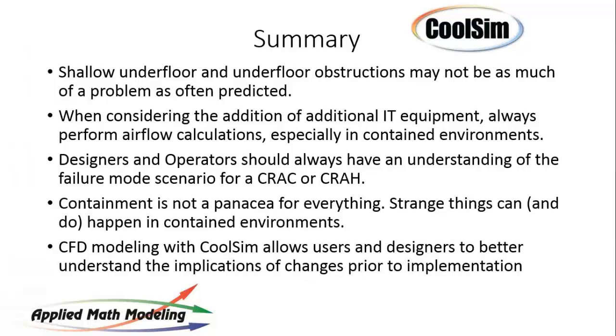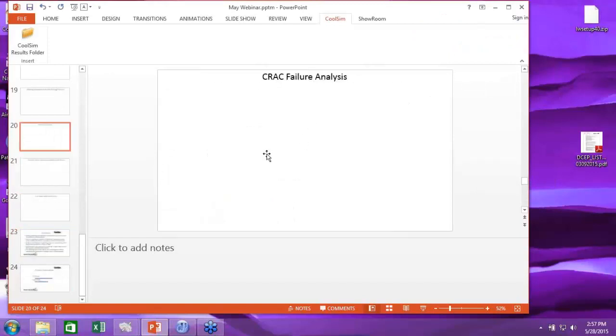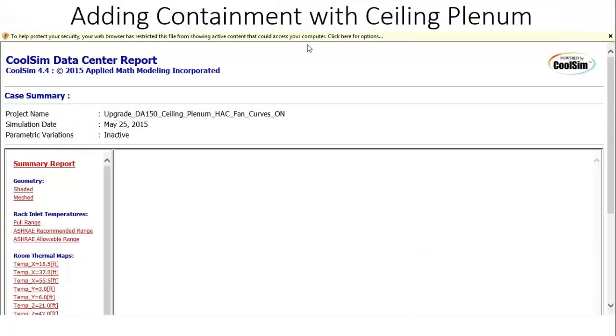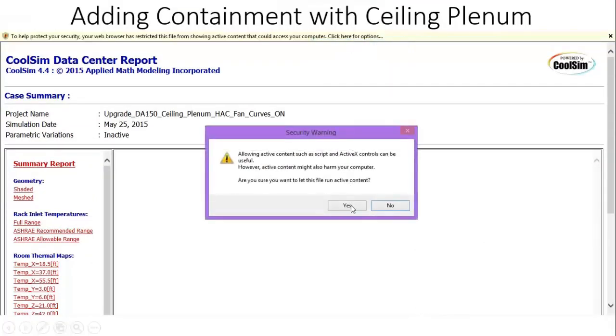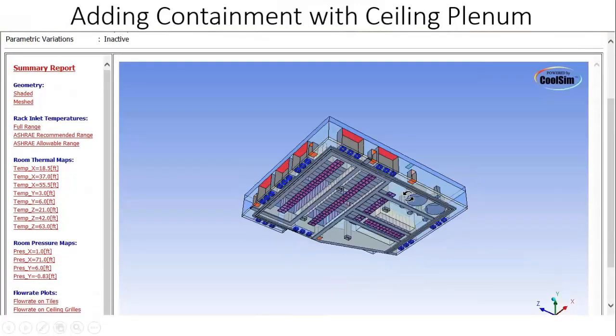Okay, one of the other questions here: what are the airflow velocities below the floor? It depends on the design. The airflow velocities with those blockages were quite high, and I can back up to that and show you. Here's adding containment. I'll just open this one, and we'll take a look at the velocities. They're quite high. The velocities at the tiles aren't that bad.